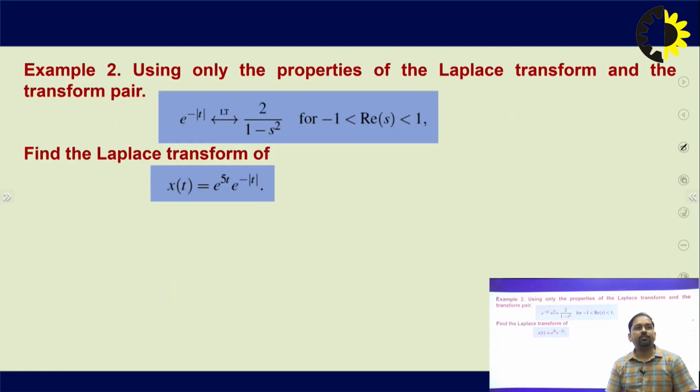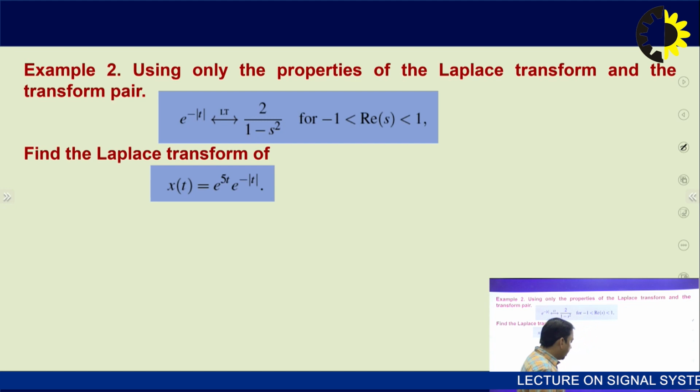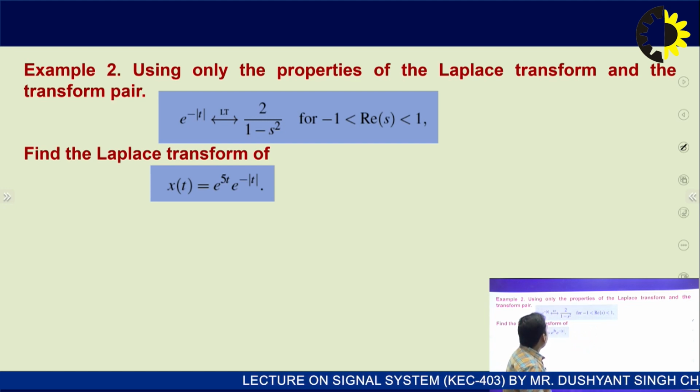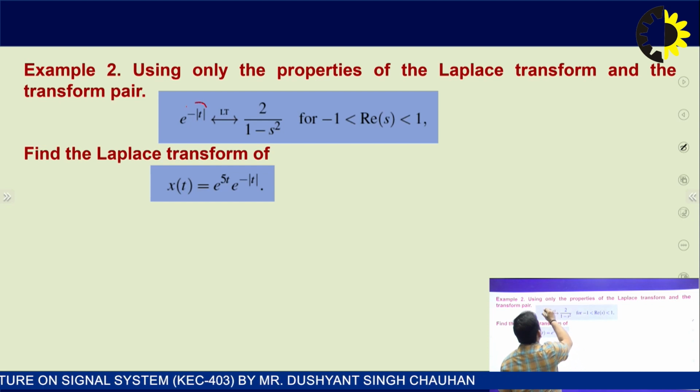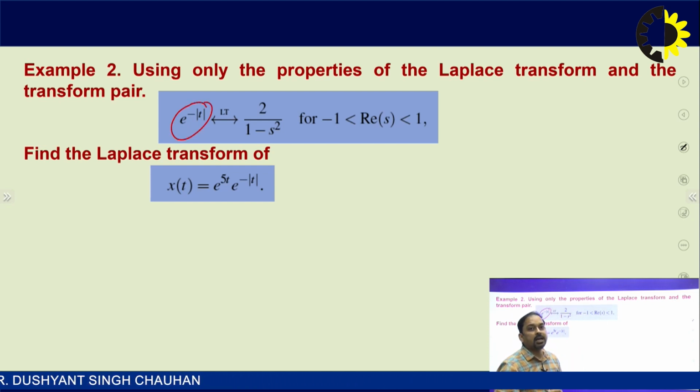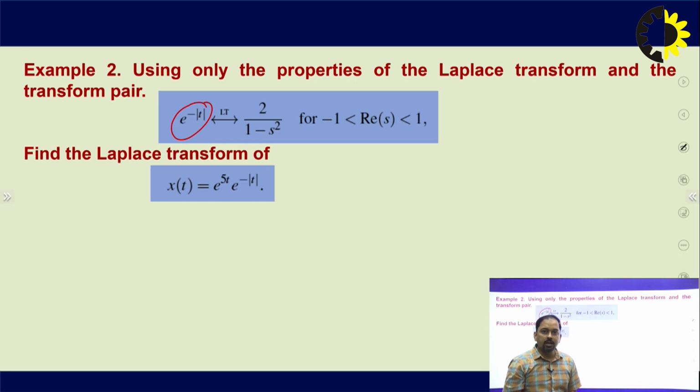After this we have the second example, where we have to utilize the properties of the Laplace transform and the transform pairs, and calculate the Laplace transform of e raised to power 5t multiplied by e raised to power minus mod of t. First of all, before starting, we need to understand that e raised to power minus mod of t is a both-sided signal. If the signal is both-sided, then definitely the ROC has to be between two poles but does not contain any pole. That's why the ROC is between minus 1 and 1. We can clearly see that.